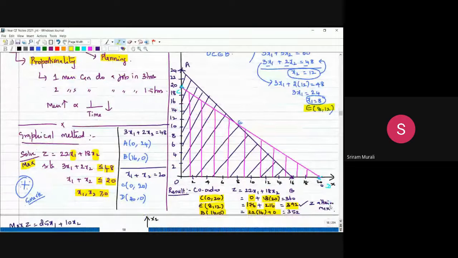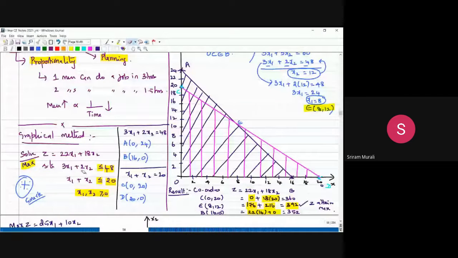You found the feasible region OCEB. Yes, sir. Take that coordinate C, substitute in your objective. So this objective is your main objective in the problem. So we are taking this objective function where we are substituting this common region's extremes.